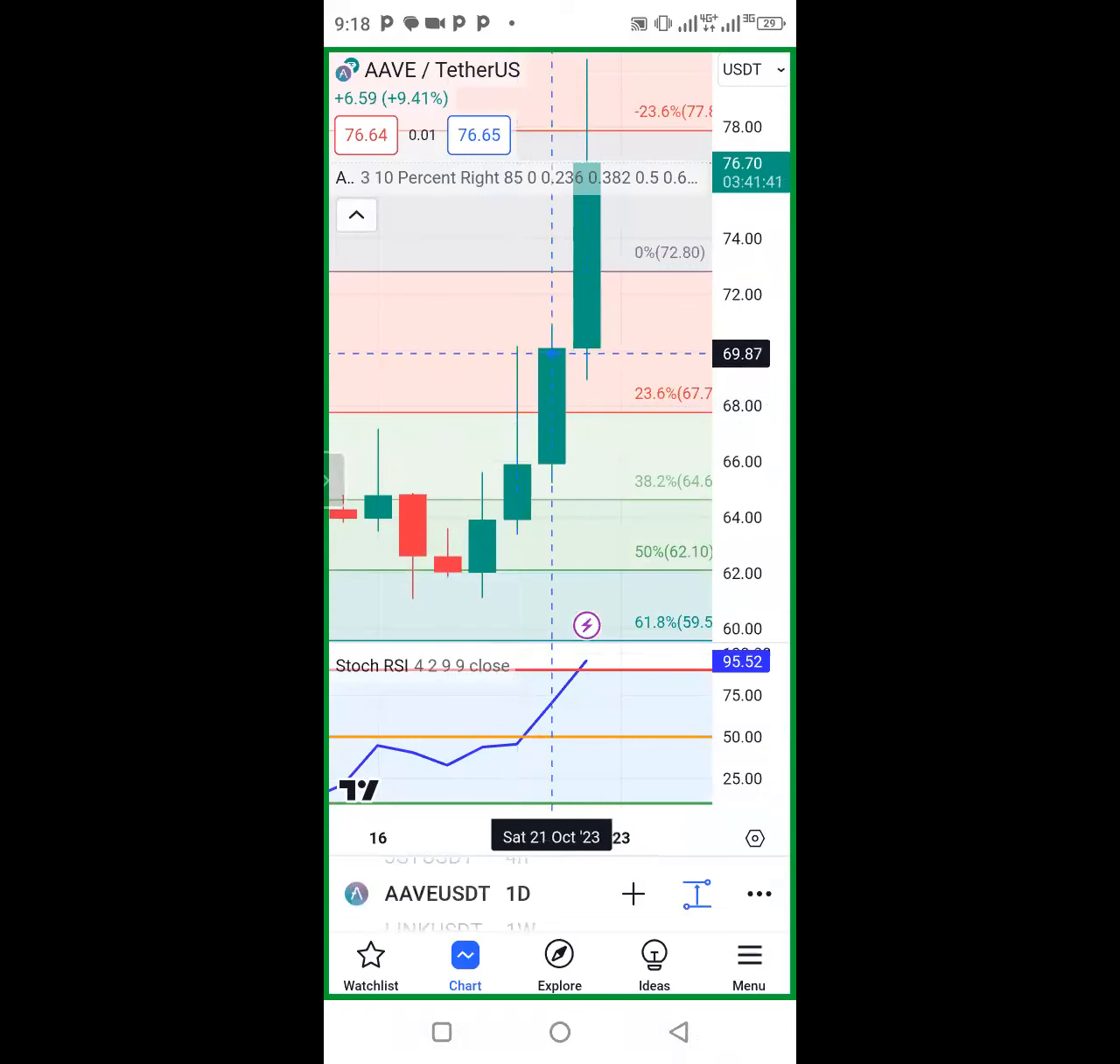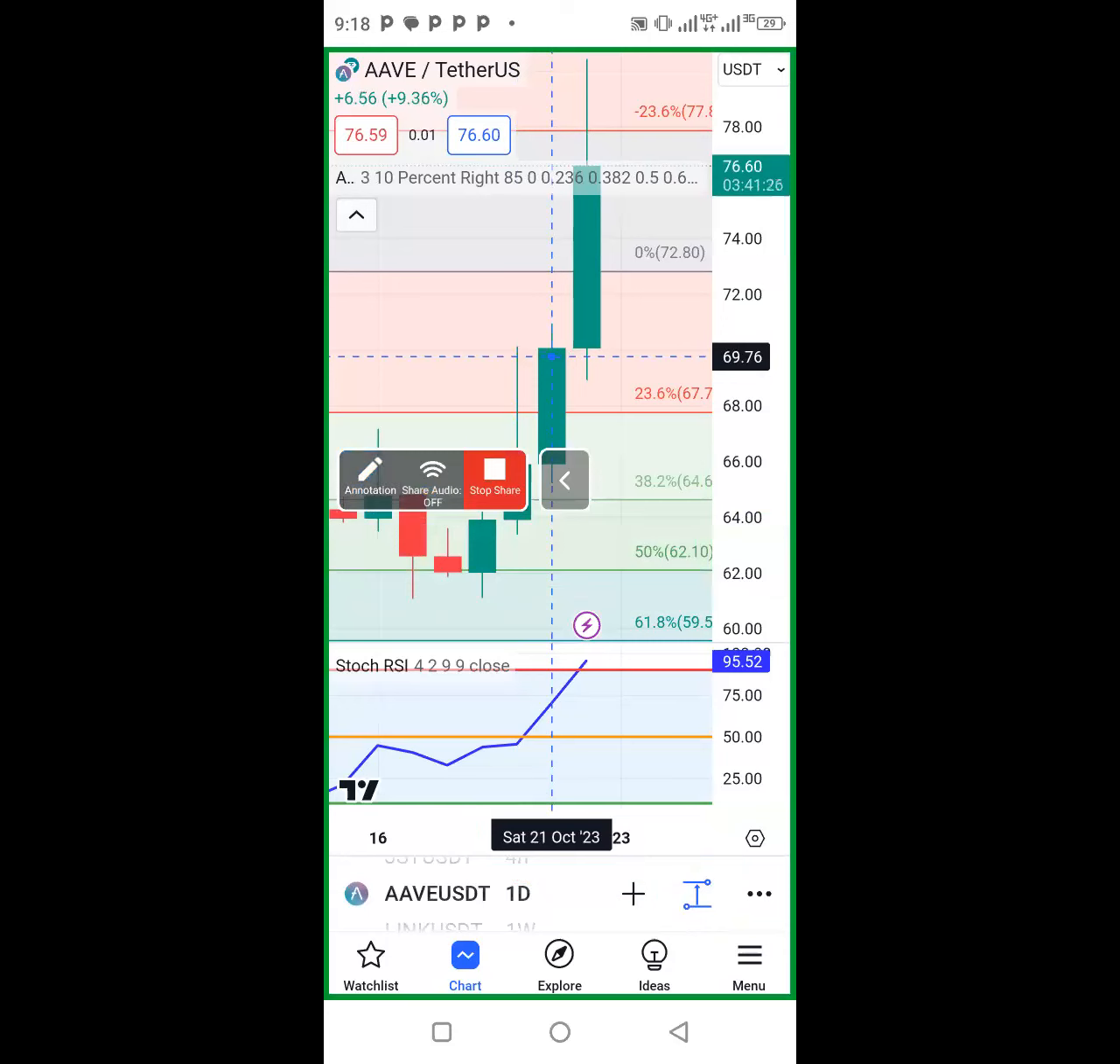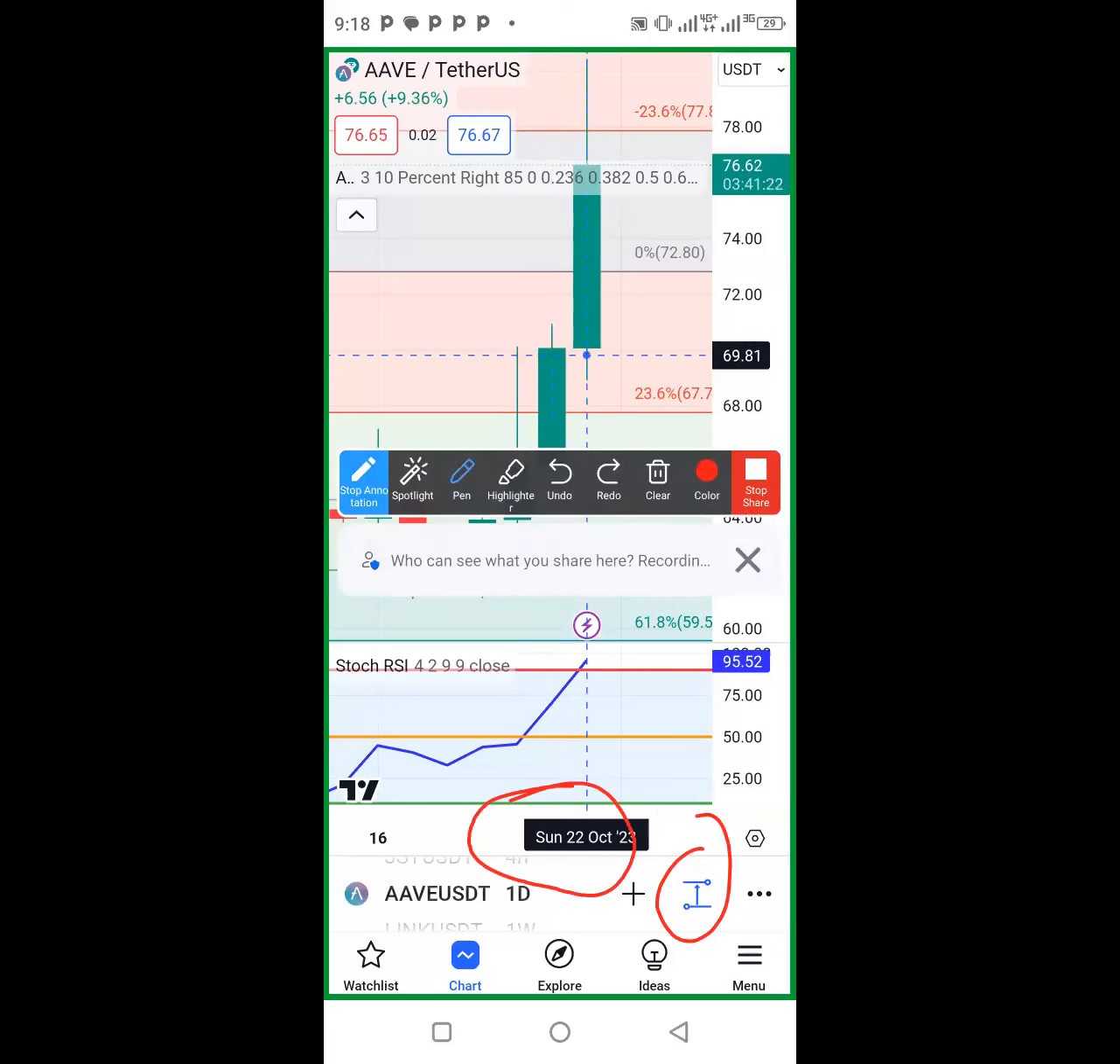When I move it here, it tells me the day, Saturday, 21st October, because I'm using the 1 day candle. So it forms every 24 hours, right? If I move it to the next one, today is 22nd, Sunday. It tells me the day, the month, and the year. Even if you're using 4 hour or 1 hour, it will tell you the hour, the day, and everything.